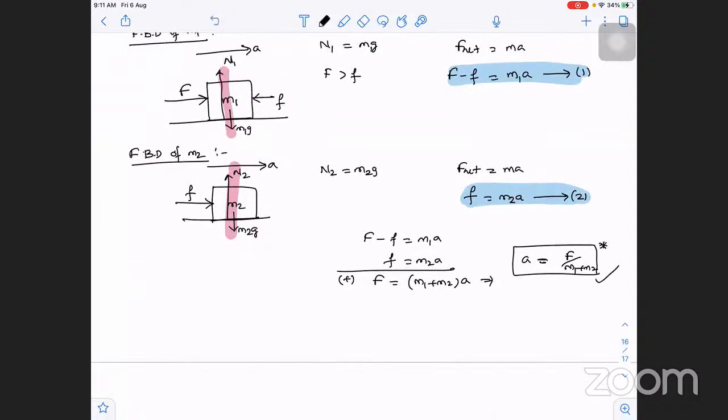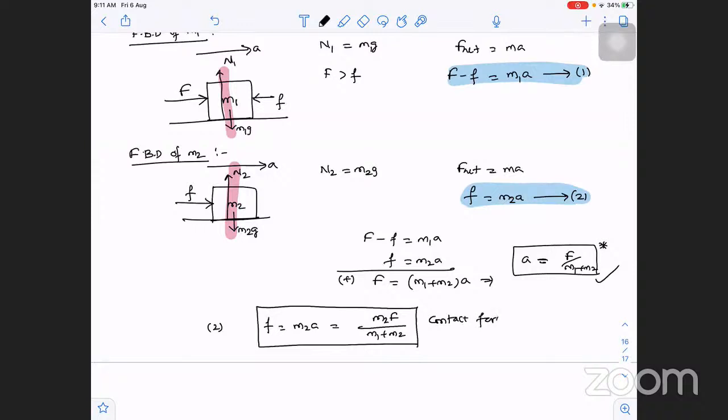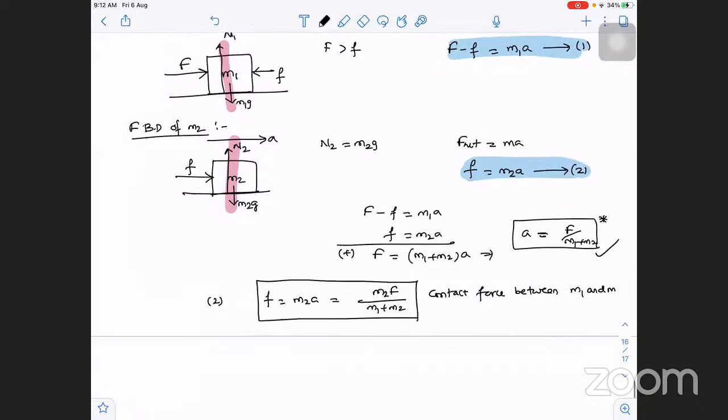If I know the acceleration of the blocks, I can go for the second equation: f is equal to M2A. Then M2 into F by M1 plus M2 will be the contact force between M1 and M2. The force acting on M1 by M2, or the force acting on M2 by M1, anything.